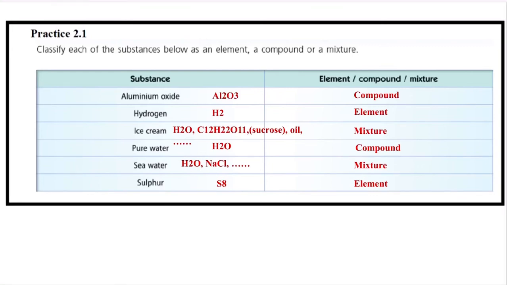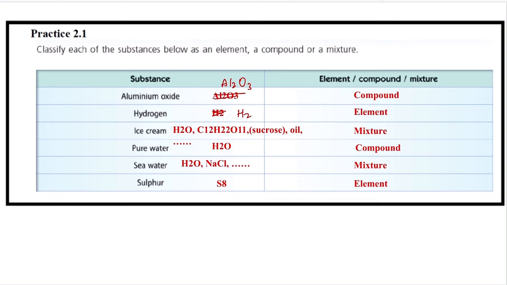Okay, let's check practice 2.1. For the substance aluminum oxide, it is Al2O3. Here, again, a bit weird, it should be Al2O3, hydrogen H2. So smaller letters after the symbols. It's not as big as the symbol, okay? And I don't correct all of them because I just want to remind you.